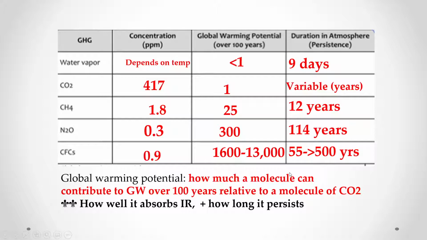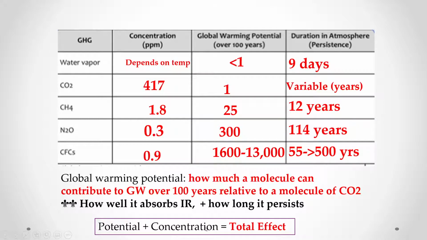Global warming potential is just how much a molecule can contribute to global warming over 100 years relative to a molecule of CO2. Everything is relative to carbon dioxide because carbon dioxide is like the OG when it comes to greenhouse gases. It's the one that we started studying first. And it also looks at how well it absorbs infrared and how long it persists. So the potential when we're looking at these numbers is related to not only their persistence, but also how much they can warm the earth. Those are the two things.